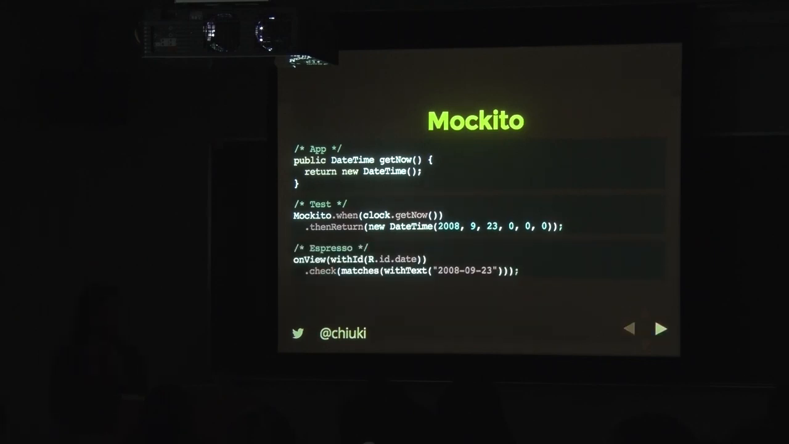After I have provided this, then I know when I run my test that I can go ahead and check the test in the text view with the ID date that it will always display 2008-09-23 rather than today's day, which is 2016 something something. So this is why I would like to run my test with Dagger and Mockito so that I can control the component that is going to be specified in my test.